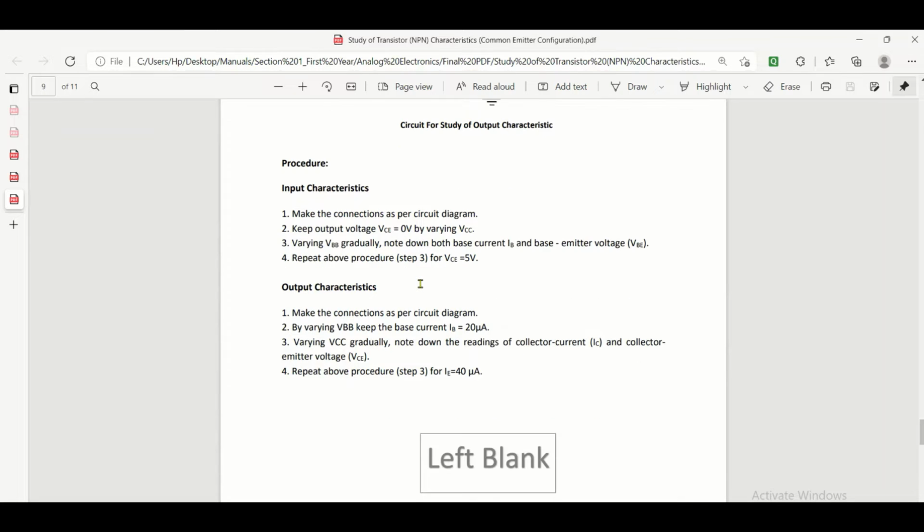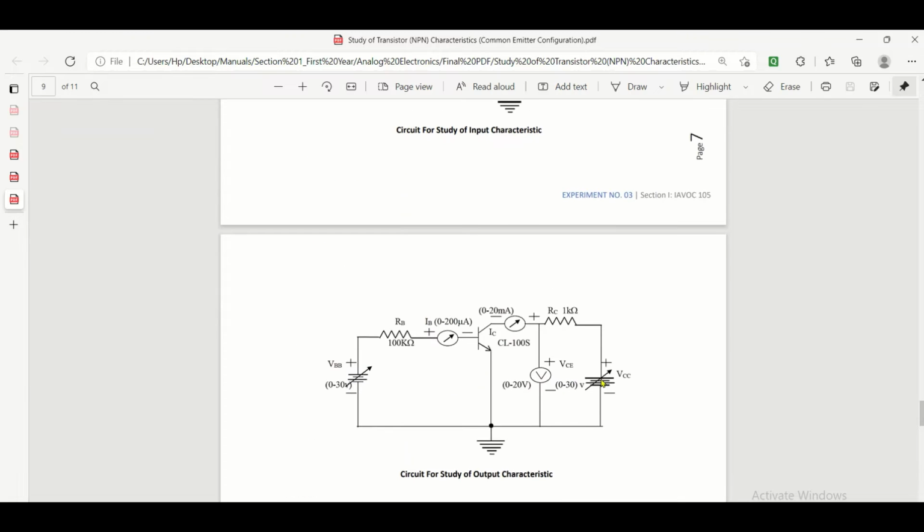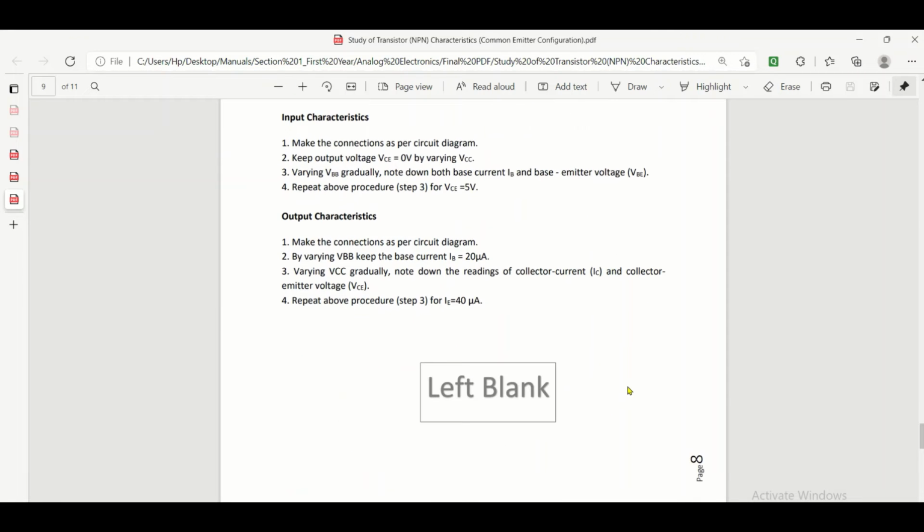Now you see here, in case of output characteristics, we have to keep the VBB constant so that we can have a constant IB. So you have to vary the VBB. Once you receive a particular IB value, that is base current, you have to keep that constant. Then you have to vary the VCC, that means this power supply, gradually, so that you can go from 0 volt to maybe 15 volt of collector voltage. Accordingly you will be getting different collector to emitter voltages and different values of collector current that you need to record.